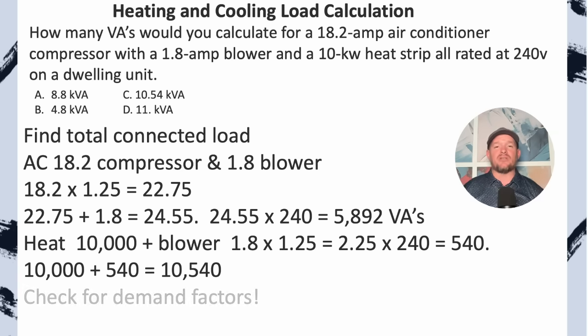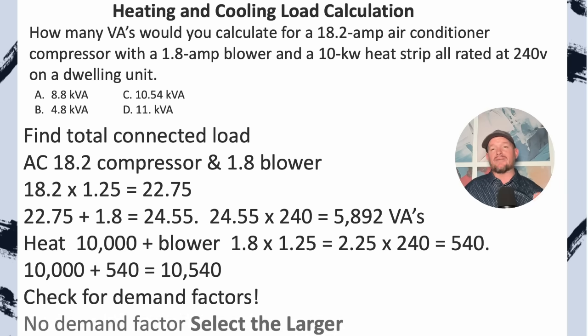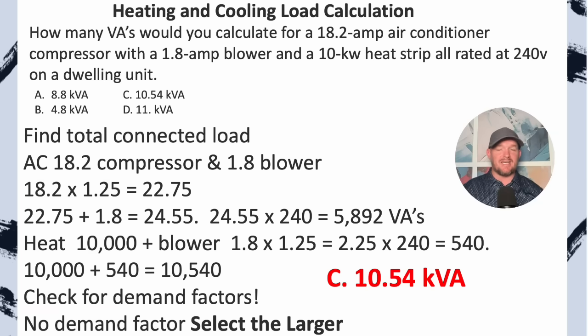Now, like any calculation, we check for demand factors. Well, in this case, we've already had to follow the code as we went, so there are no additional multipliers. All we have to do is select the larger of the two. And in this case, it ends up being the heating. This part of the code is so convoluted and very frustrating because that little bit of an add-on, and whether or not you add it and where you add it of doing the 1.25, doesn't make a difference in this overall calculation. Look how much larger the heating is.